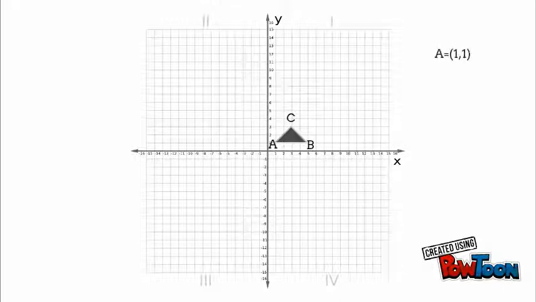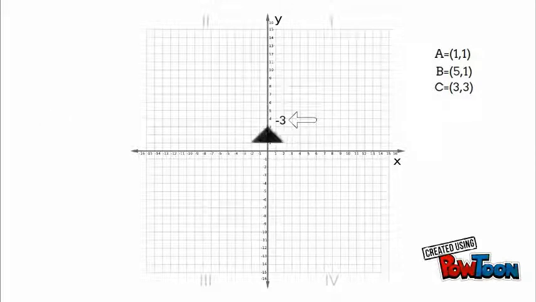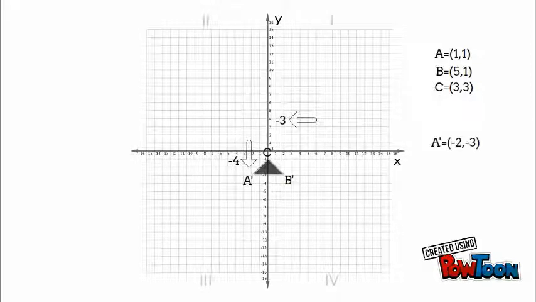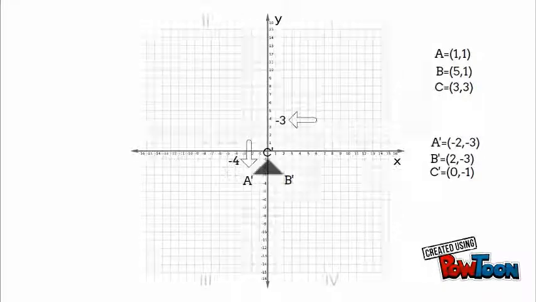To show this, we'll call the points that make up the triangle A, B, and C, with A at 1, 1, B at 5, 1, and C at 3, 3. We will translate the points -3 units on the x-axis and -4 units on the y-axis. This puts A prime at -2, -3, B prime at 2, -3, and C prime at 0, -1.